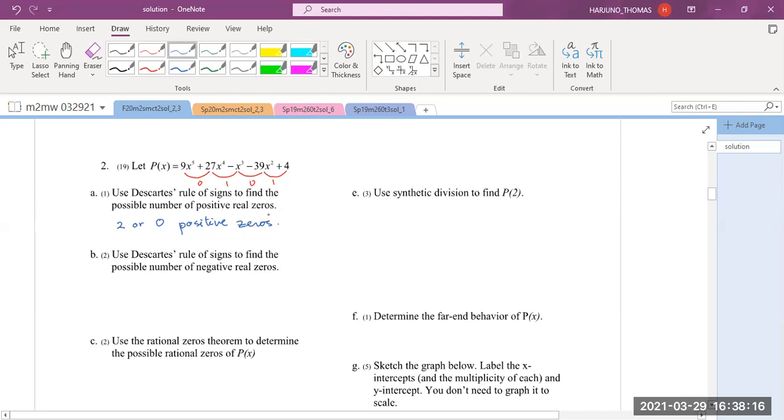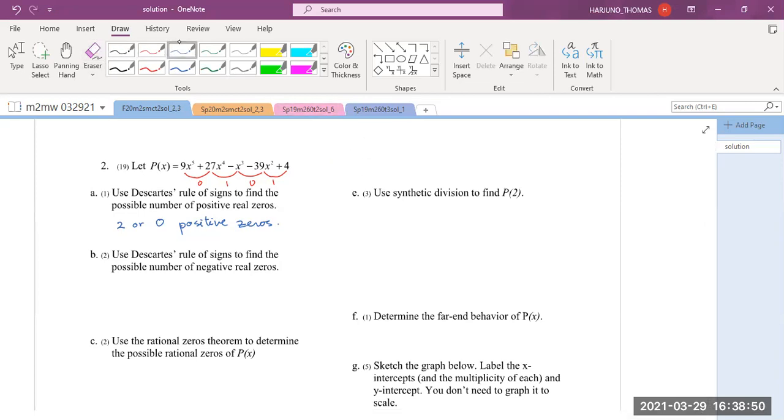Okay, Descartes' rule of signs for the possible number of positive zeros depends on the variation of signs of that polynomial, or that number subtracted by 2, by an even number. So suppose the variation of sign is 5, then the possible positive zeros are either 5 or 3 or only 1 positive real zero.